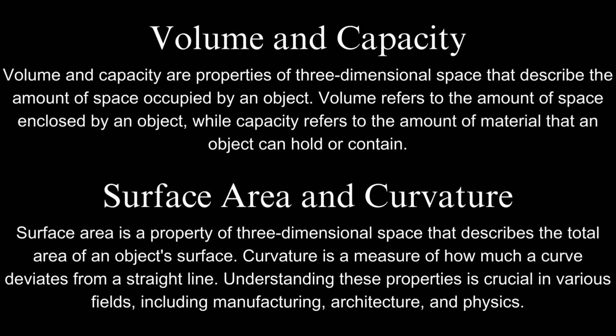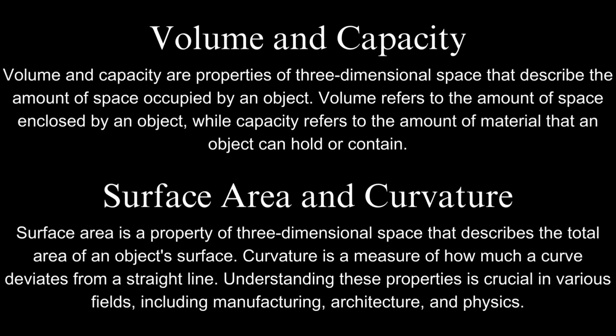Volume and capacity. Volume and capacity are properties of three-dimensional space that describe the amount of space occupied by an object. Volume refers to the amount of space enclosed by an object, while capacity refers to the amount of material that an object can hold or contain.